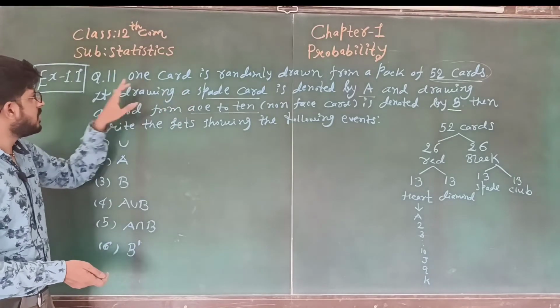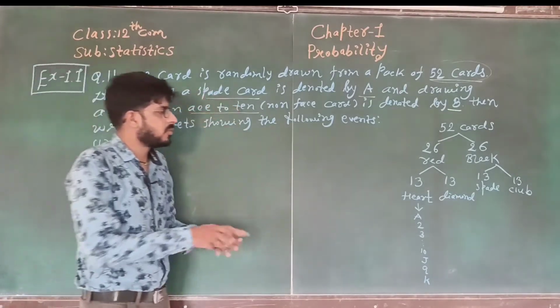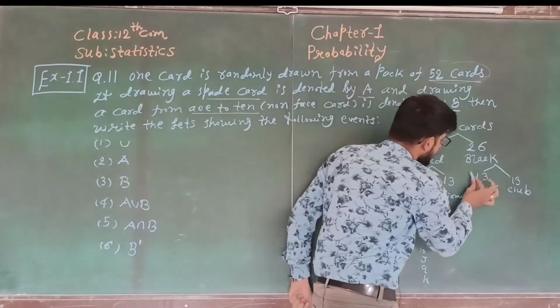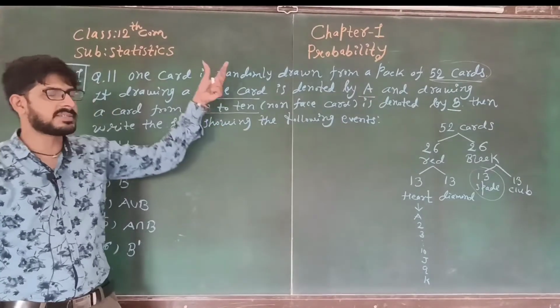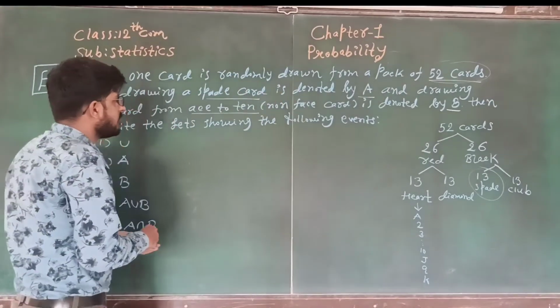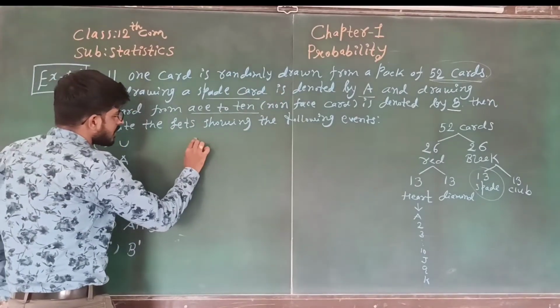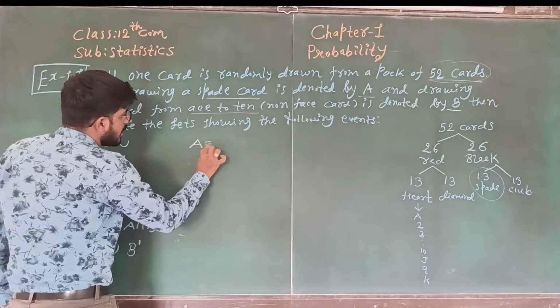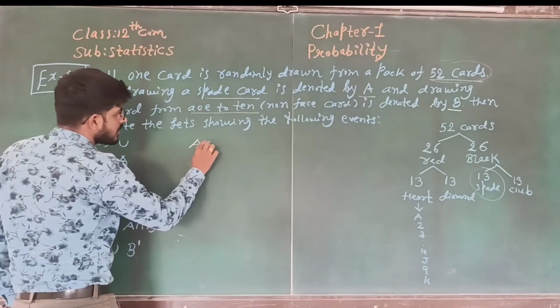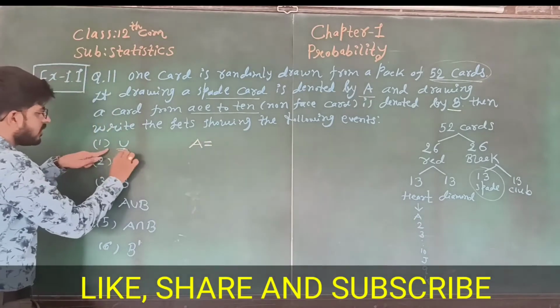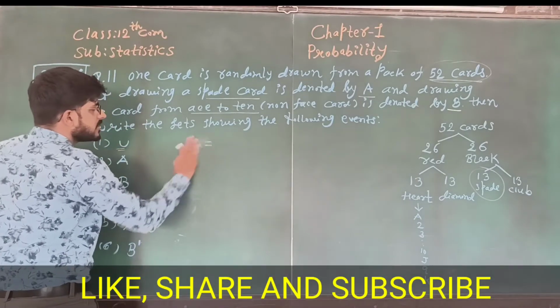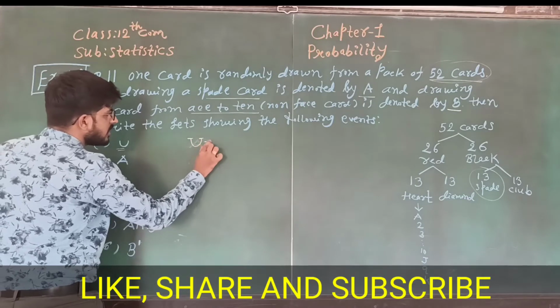Here it is given that drawing a spade card is denoted by A. We know that 13 cards are spade. So here we can write A equals. First we can find out U. U means sample space, U means all 52 cards.